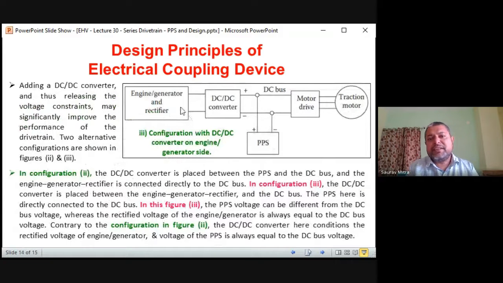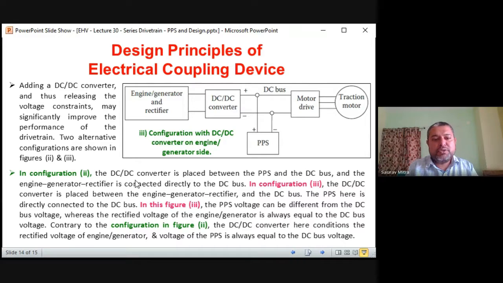Third case, we find the DC to DC converter is connected after the engine generator and the PPS is connected directly to the bus. So adding a DC to DC converter and thus releasing the voltage constraints may specifically improve the performance of the drivetrain. Two alternative configurations are shown in 2 and 3. 2 we have already seen.